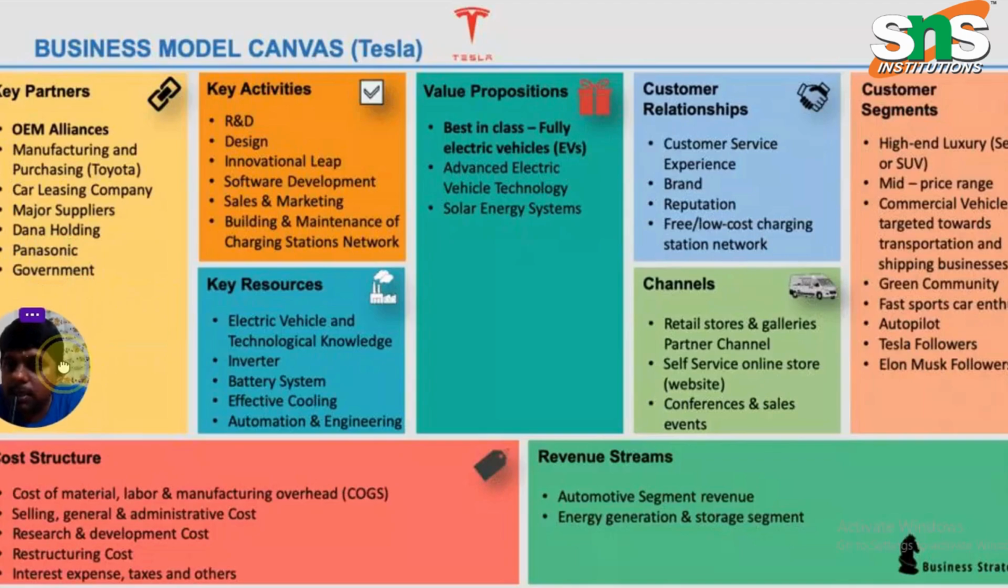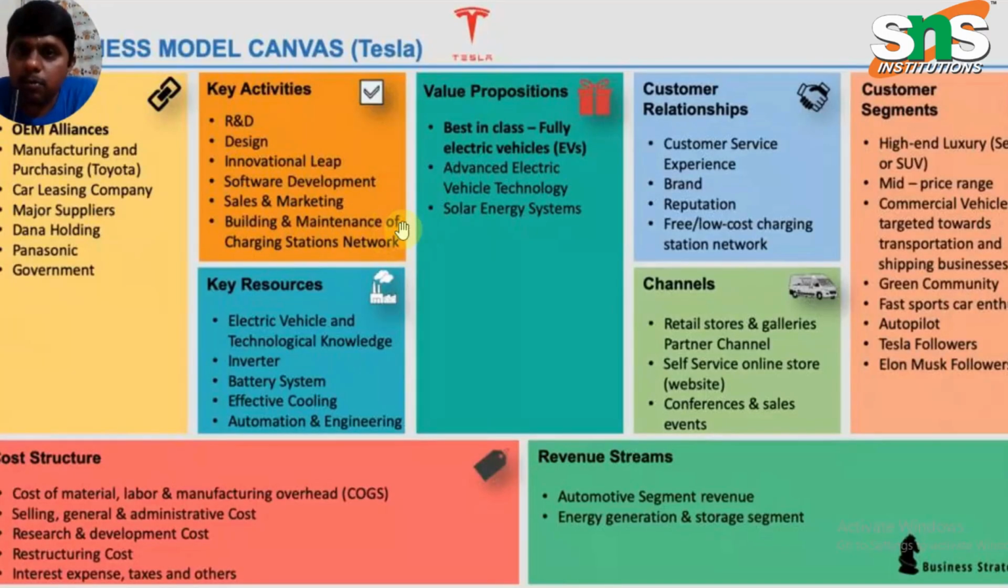The first thing is the major key partners of Tesla: OEM alliances, and the majority of the components are manufactured and purchased from Toyota. Car leasing companies also use it for manufacturing, because initially they worked with car leasing companies, and based upon the suppliers they are expanding their network. Dana Holding, Panasonic, and the government are the foremost key partners.